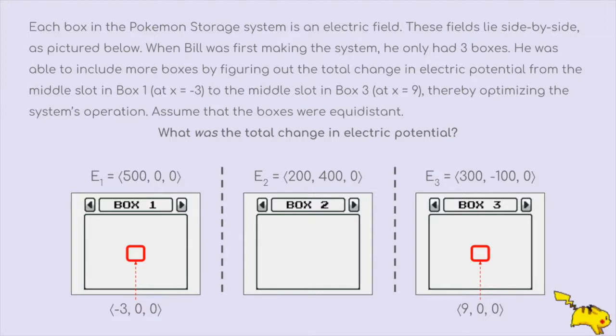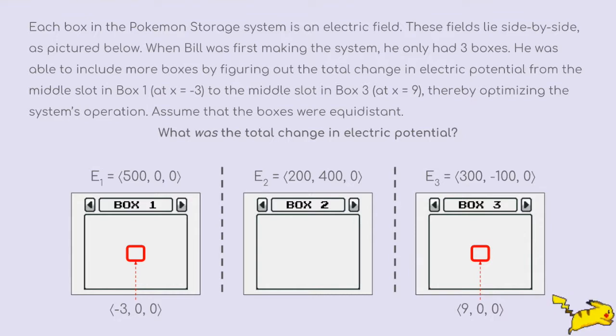Each box in the Pokemon storage system is an electric field. These fields lie side by side as pictured below. When Bill was first making the system, he only had 3 boxes. He was able to include more by figuring out the total change in electric potential from the middle slot in box 1 to the middle slot in box 3, thereby optimizing the system's operation.